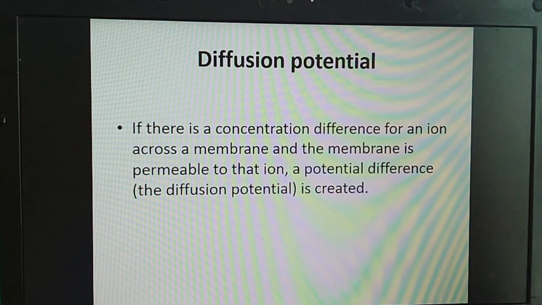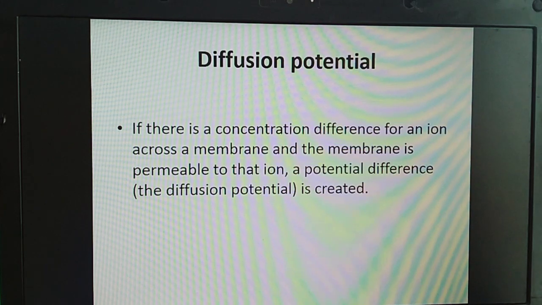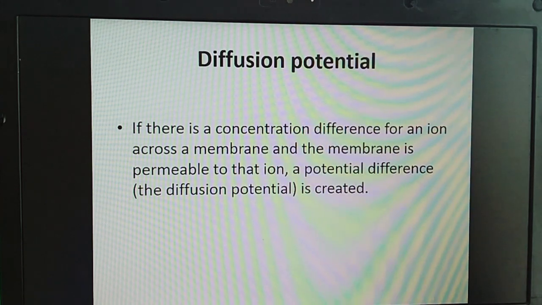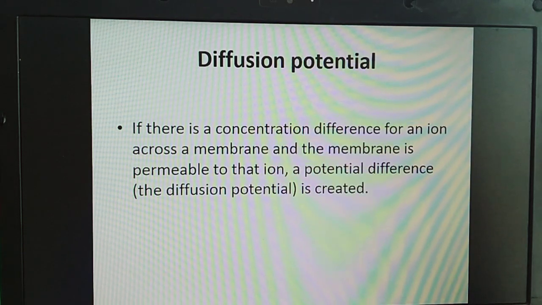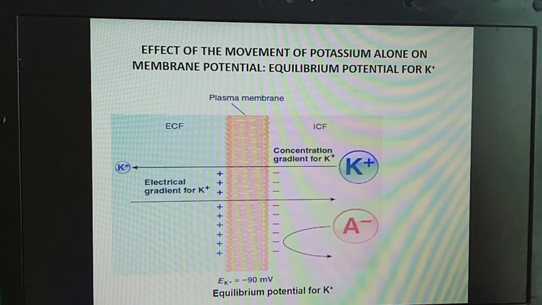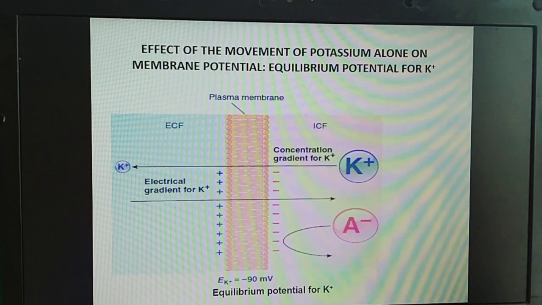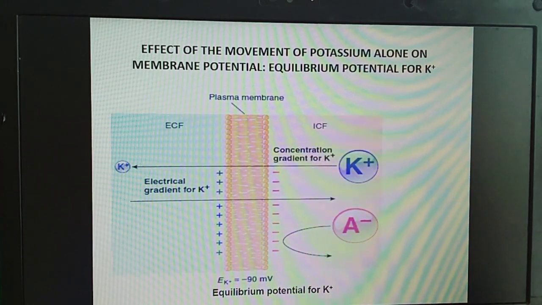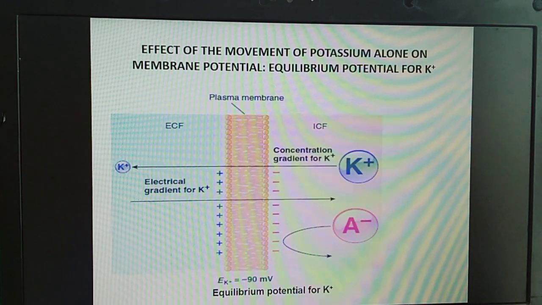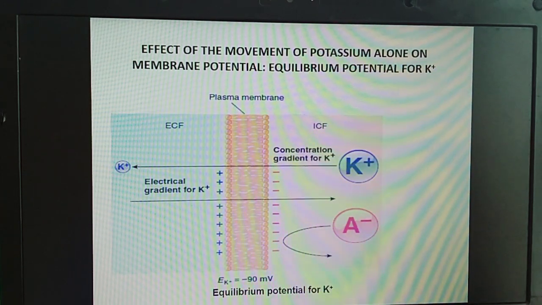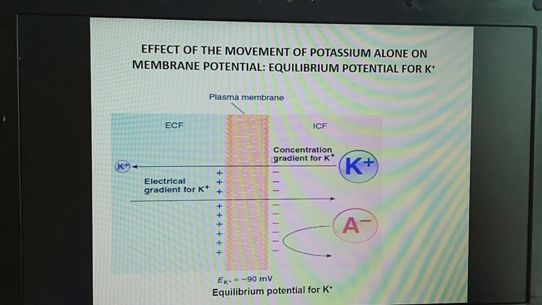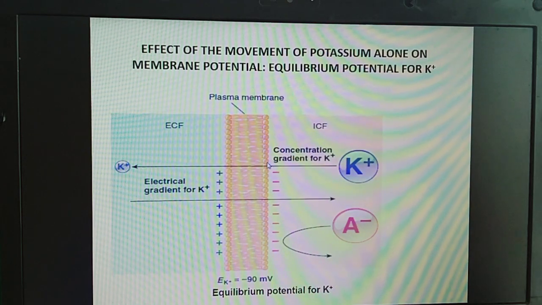However, the concept of the diffusion potential is such that the ion can be diffusing through the membrane. So let's have a look at this diagram. Here it has been shown there is something known as equilibrium potential. But let's forget about that in the first place. So we begin here with the concept of the diffusion potential in this diagram.